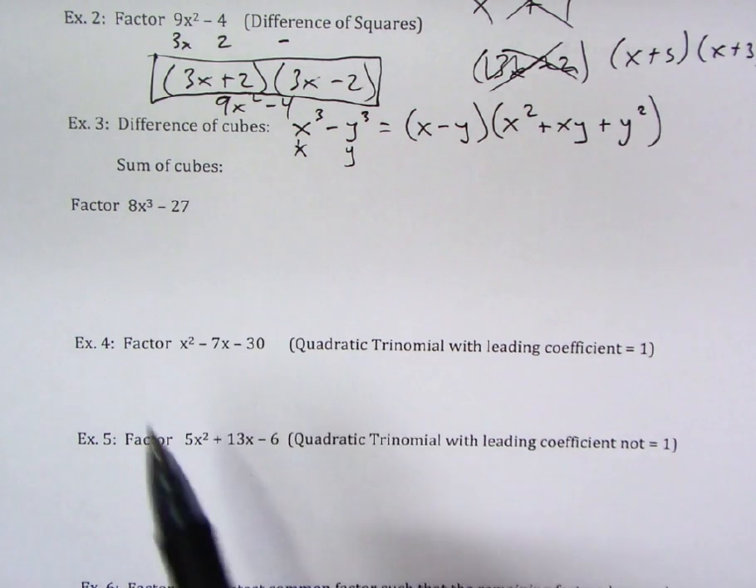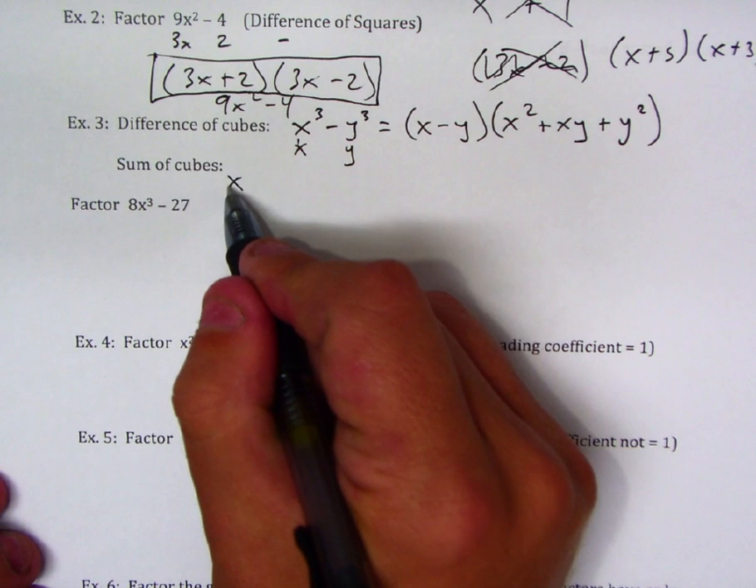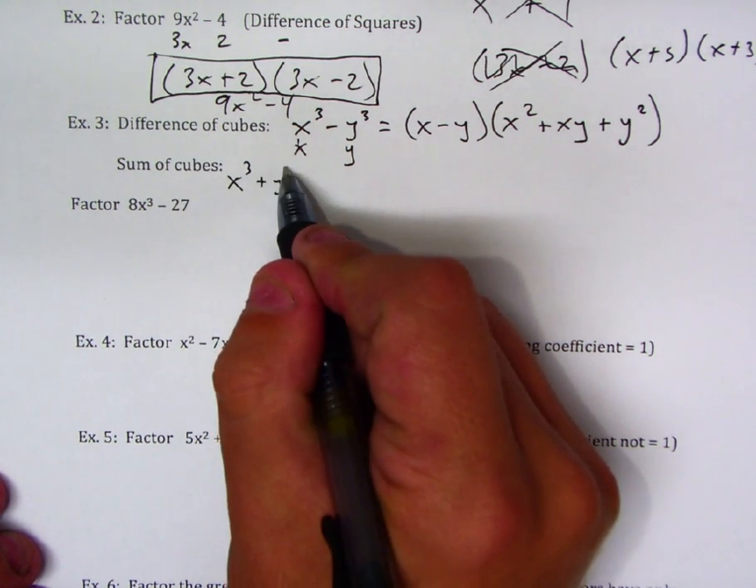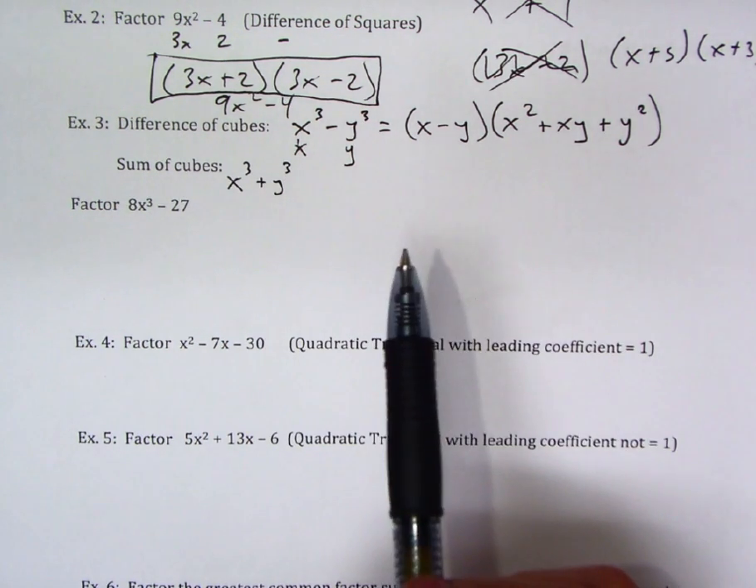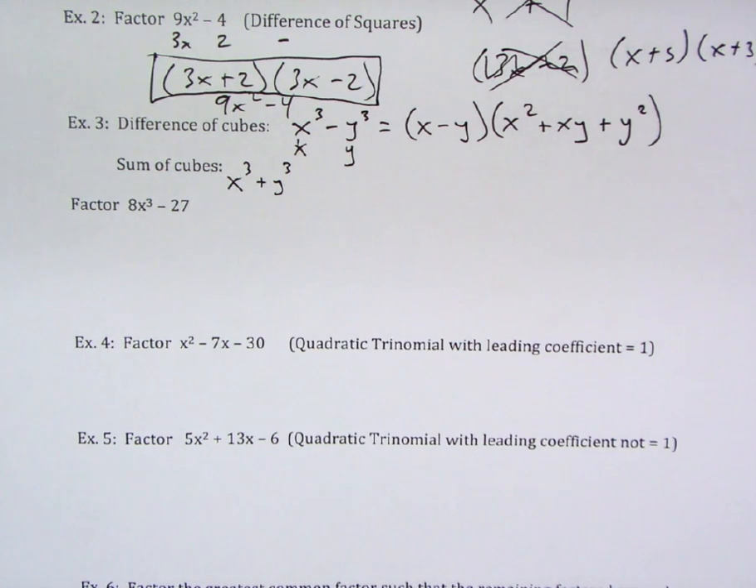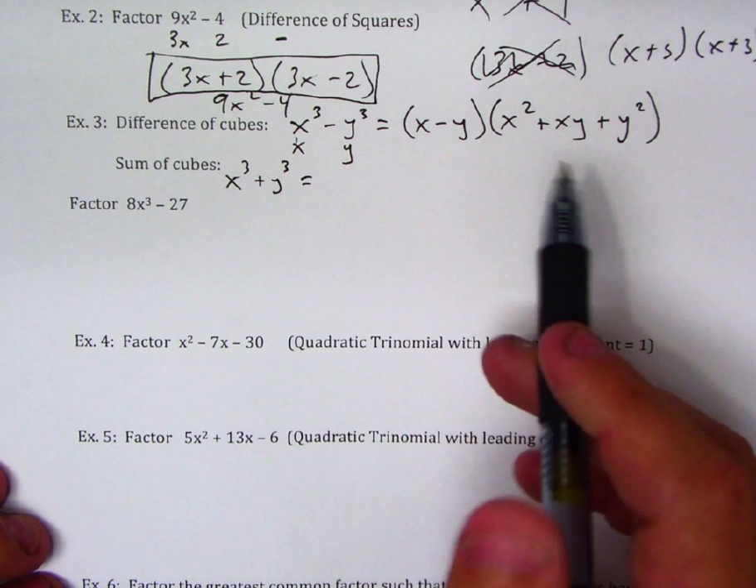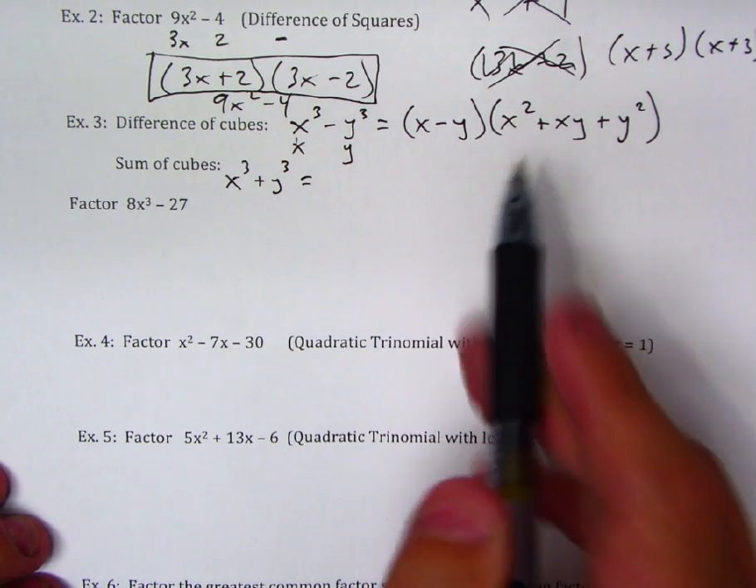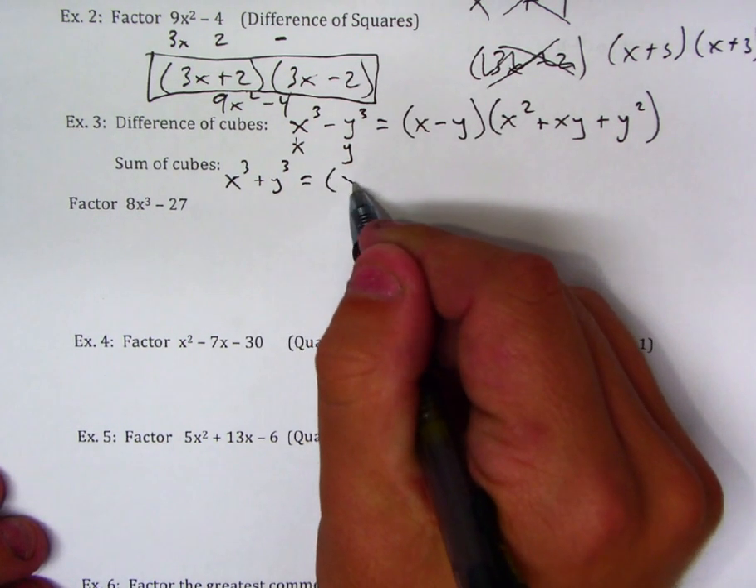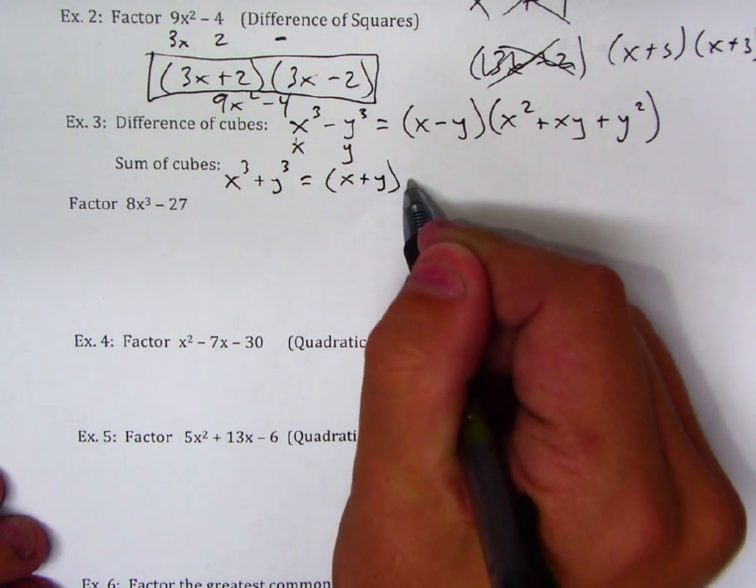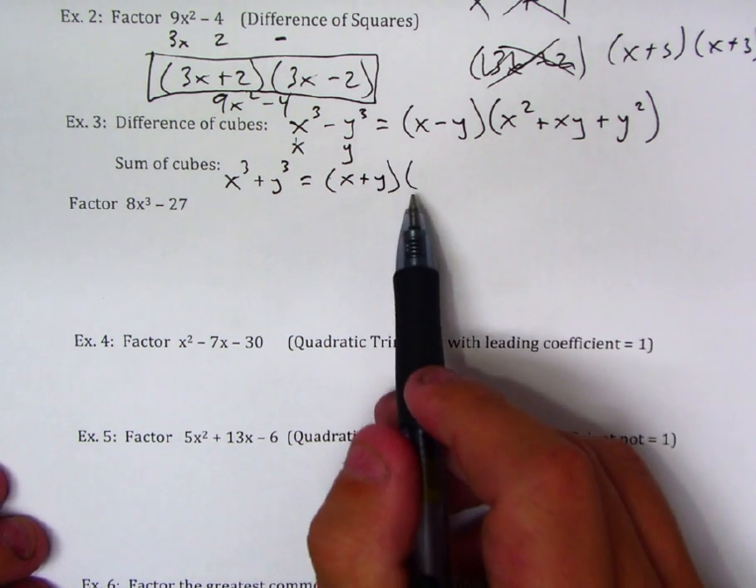The sum of cubes is really the same formula. You have x cubed plus y cubed. So it doesn't work for a sum of squares, but you can factor a sum of cubes. And it's the same formula, except two signs switch. The first and second signs switch. So in your first set, you're going to have x plus y. And then the second set, you're going to have x squared.